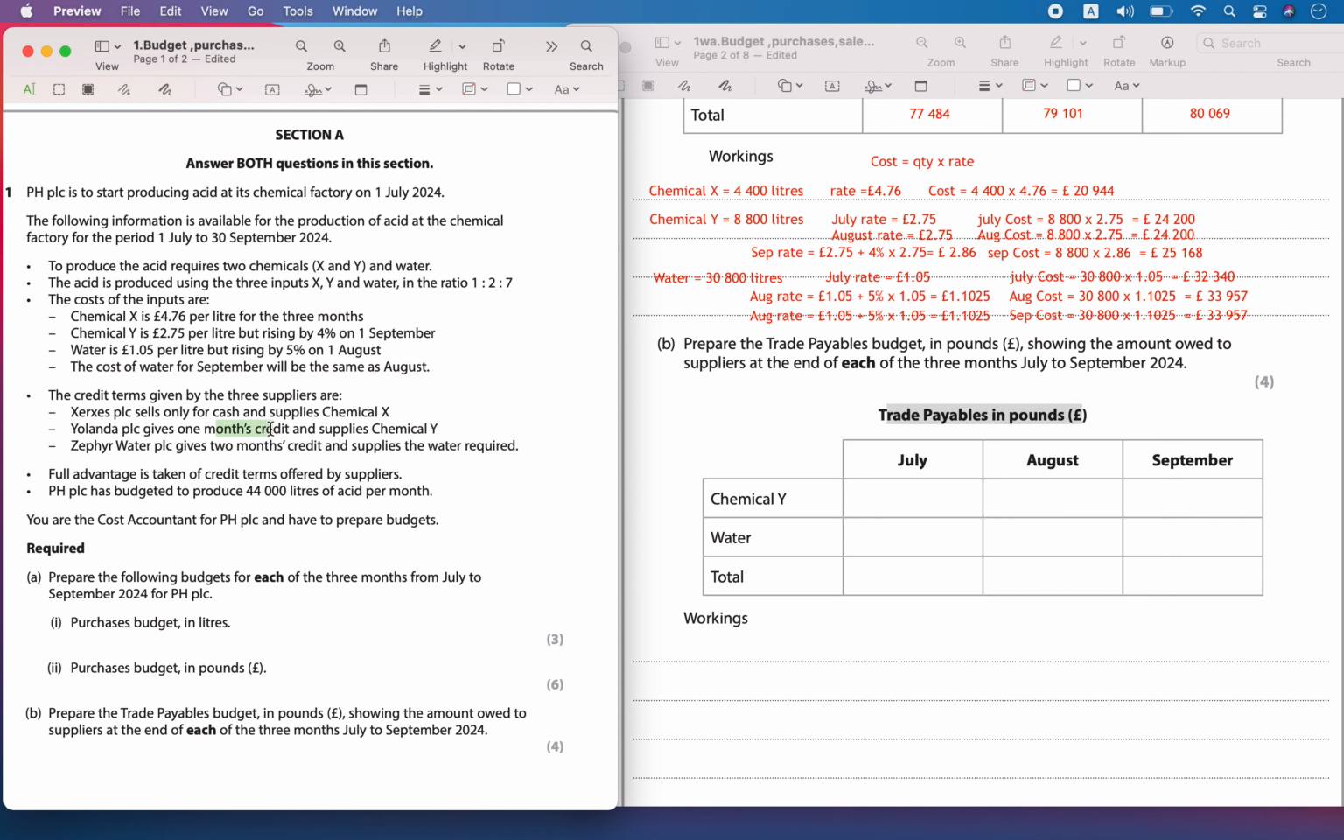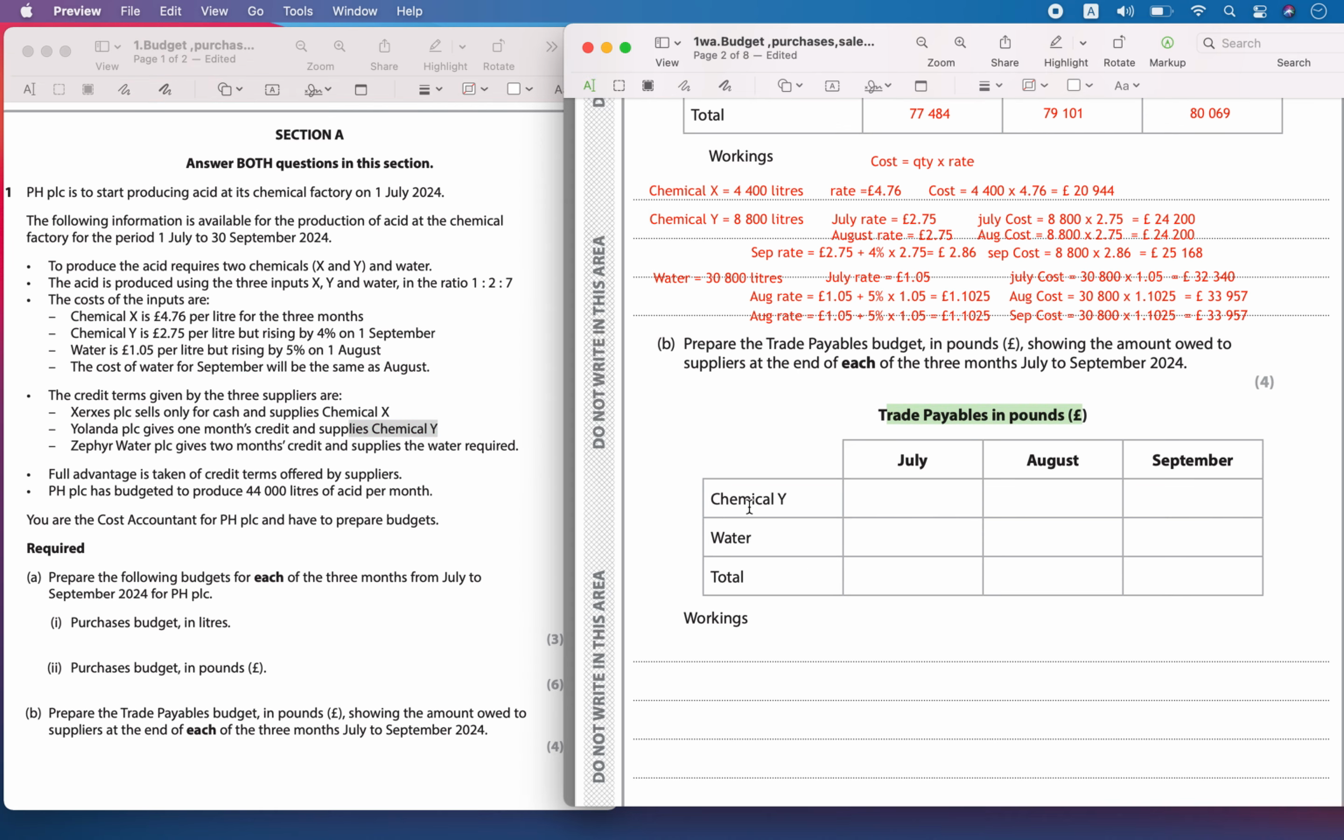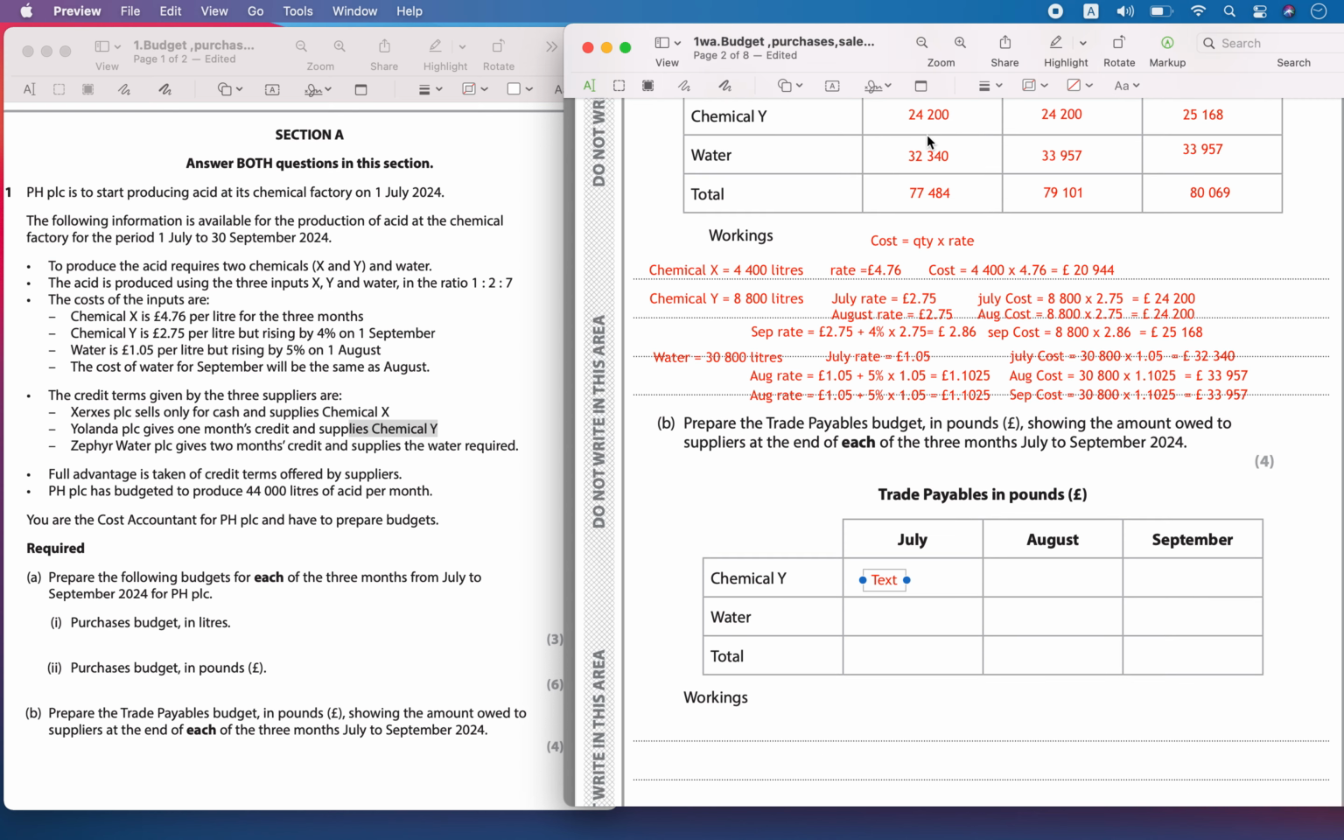For Yolanda PLC, it gives 1 month credit and supplies Chemical Y. So for Chemical Y, we need to start maintaining the trade payables. Let's prepare that for the first month. What is the amount I owe to this supplier? I need to pay for Chemical Y 24,200. He gives a 1 month credit, which means at the end of the month I can still have 24,200 on credit.